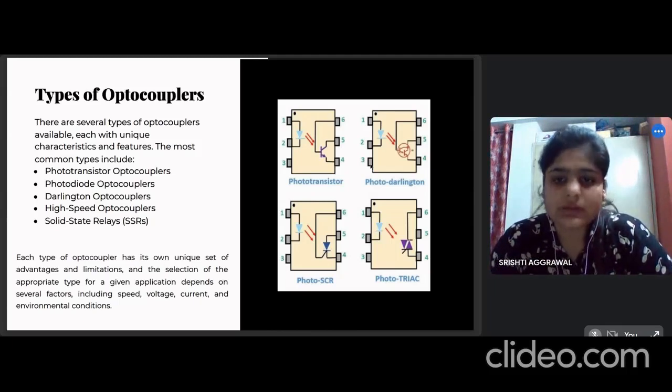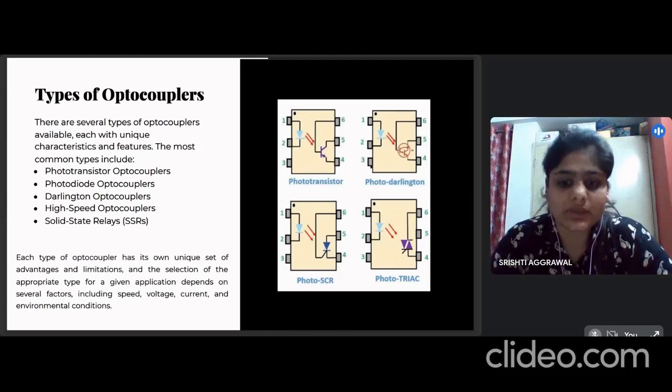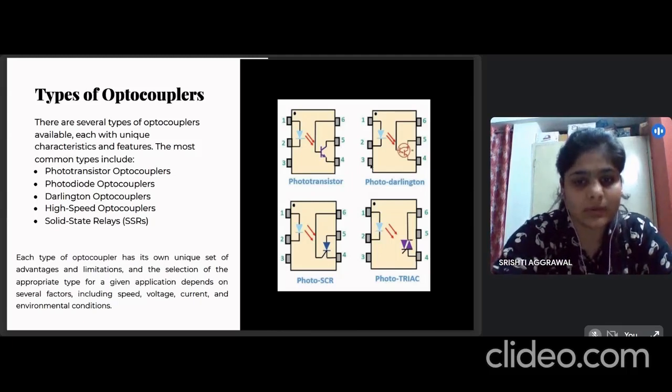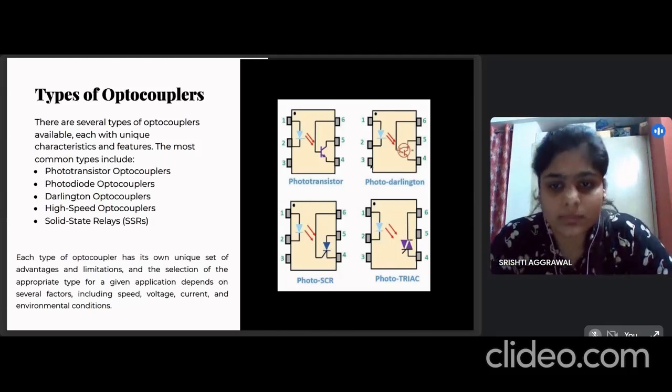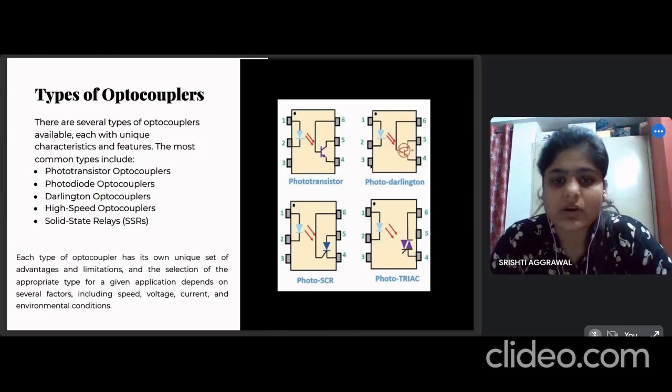The second type is photodiode couplers. These optocouplers consist of LED and photodiode and are used for high speed applications. They offer low power consumption and high isolation voltage and are commonly used in digital communication systems, optical sensors, and medical equipment. The third type of optocouplers are Darlington optocouplers. These optocouplers consist of two phototransistors in a configuration and are used for high current applications. They offer high current transfer ratio and are ideal for use in motor controls and switching applications.